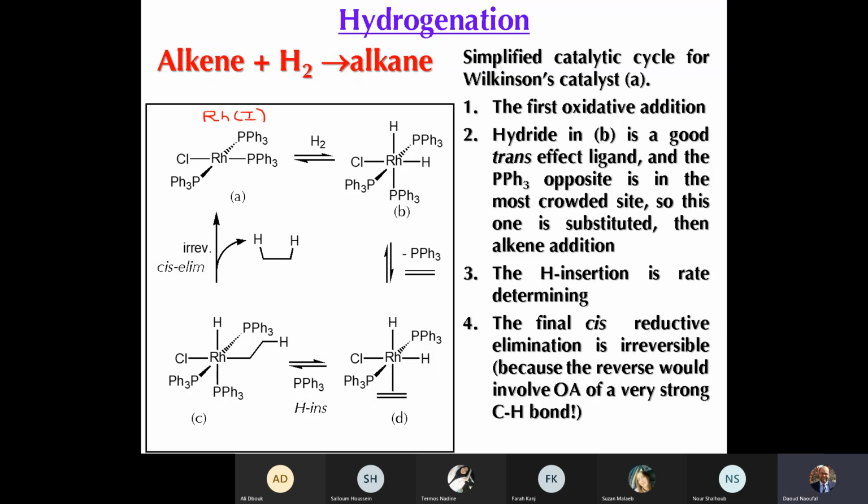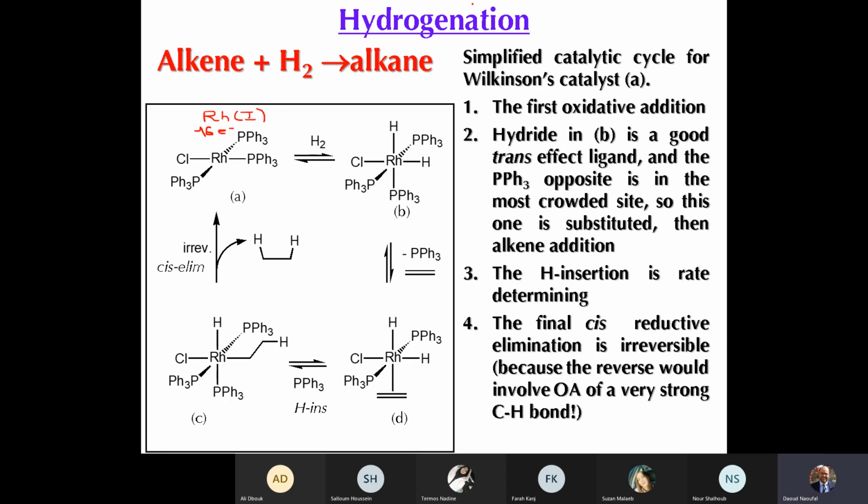The rhodium 0 is D9. So the rhodium 1 is D8. Phosphine is a 2 electron donor: 2, 4, 6, 8. This is 18. This is 16 electrons. So I determine the oxidation state and I determine the electronic counting.